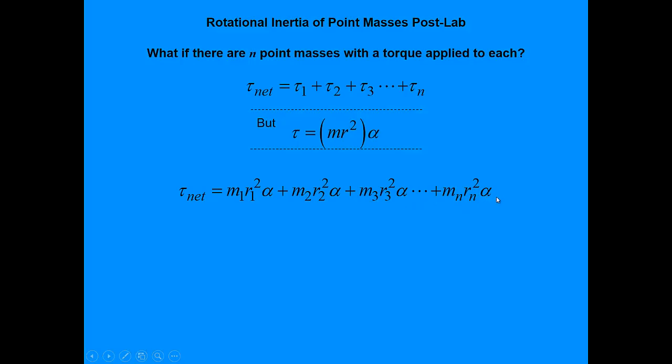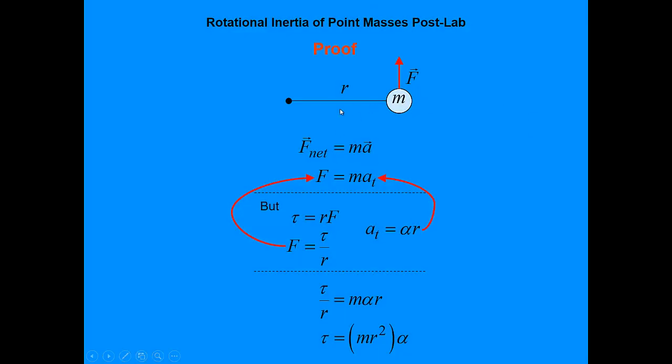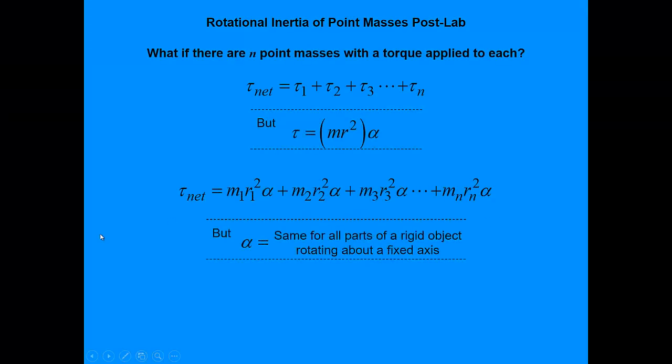But you might be saying to yourself, wait a minute, how come it's not alpha 1, alpha 2, alpha 3, alpha n? Well, if this is a rigid object rotating about a fixed axis, like this, or in our lab, then isn't the angular acceleration the same for a rigid object rotating about a fixed axis? It is. They have to be rotating through the same angle in the same time, because it's rigid, and it's rotating about a fixed axis. So these alphas are all the same, which is why I didn't have to subscript them, and why we could pull that out of the right side, factor it out.